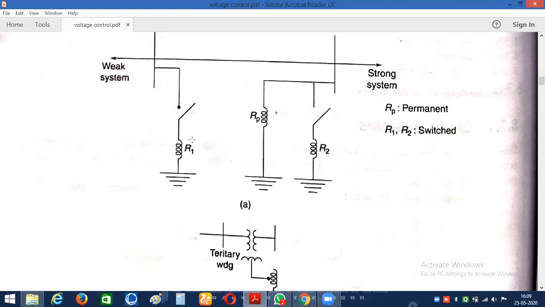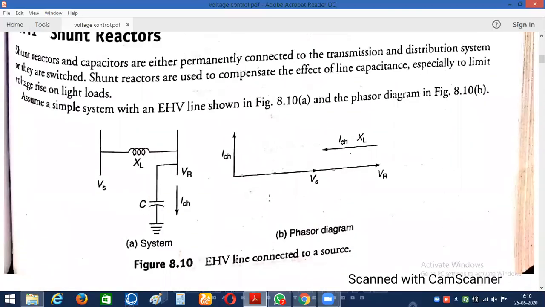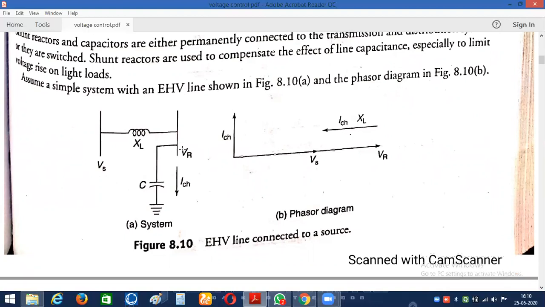Now by connecting these reactors in parallel to the existing system, what will happen? This reactance acts exactly in the counter direction with respect to the receiving end voltage, and the current lags behind by 90 degrees. So the counter effect due to the capacitance is nullified by the equivalent shunt reactance. The more shunt reactance you have, the more the sending end voltage is increased with respect to the receiving end voltage.